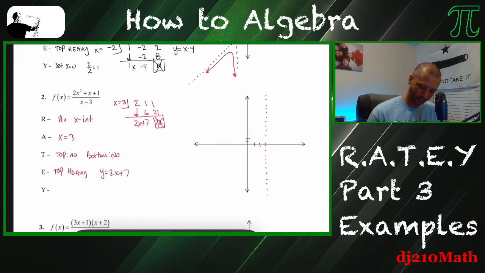So 1, 2, 3, 4, 5, 6, 7. So up 2 over 1. So it's going to be more vertical. All right. Y-intercept is going to be 1 over -3. So -1/3. So this is 1. It's going to be here.